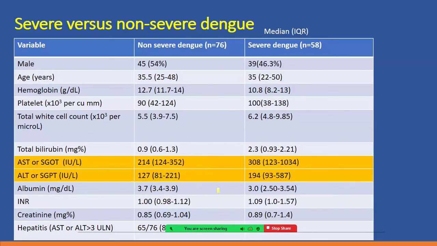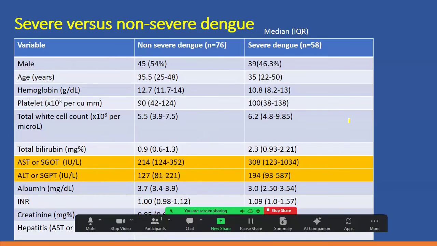Again, albumin levels are also comparable, 3.7 and 3. INR is 1 and 1.09. Creatinine is 0.85 and 0.89. So overall, 86% of the patients in the non-severe group and 91% of the patients in the severe group had evidence of hepatitis.